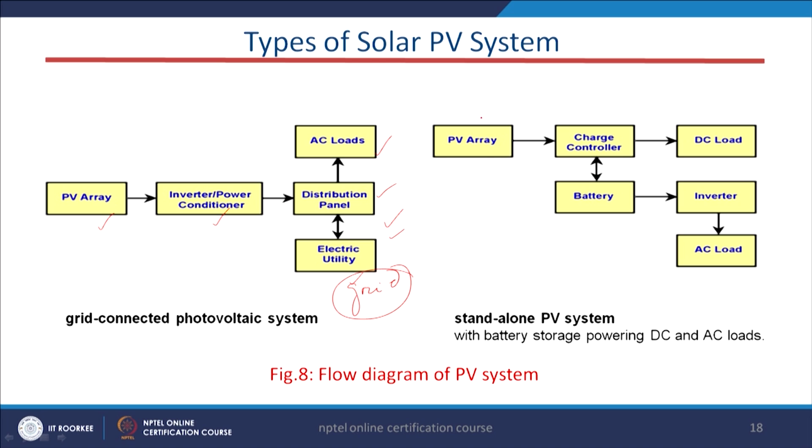And now the second one is our standalone PV system. Here the PV array, and from there the DC output power will go to the charge controller, and from the charge controller it will go to the DC load or to the battery, and from the battery it will go to the inverter, and the inverter will supply the AC power to the AC loads. So, these are basically the types of solar system.